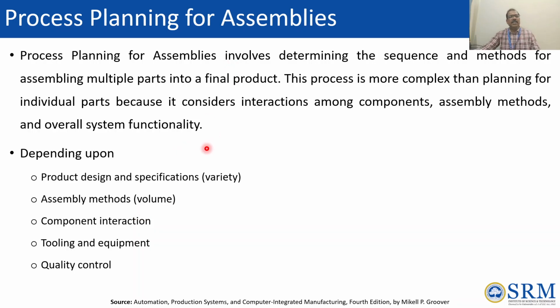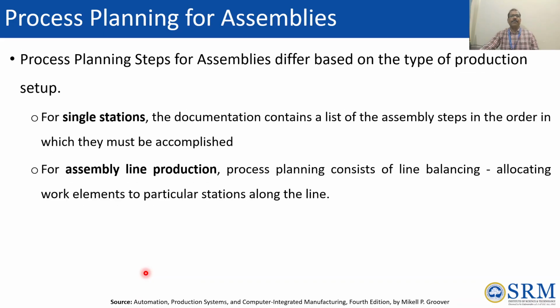So what does process planning for assembly depend on? Product design and its variety, like the specification, what kind of assembly method, how much volume we are going to produce, and component interaction. It is very important because we need to consider wear and tear, like in a bearing, and whether we are going to give some grease for lubrication. So we should know that component interaction, what kind of tooling and equipment we are going to use for assembly, and how we are going to maintain quality control. Okay.